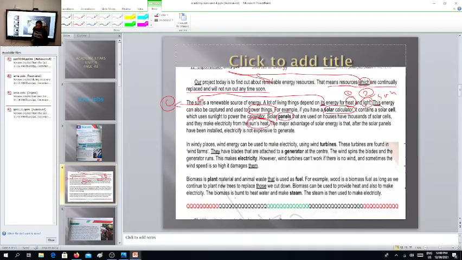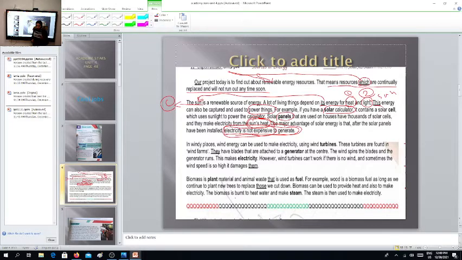The major advantage of solar energy is that after the solar panels have been installed, electricity is not expensive to generate. So this is the benefit or the advantage of the solar panels or the solar cells that we use to generate electricity and heat. So it makes electricity not expensive. So electricity becomes cheap to use.